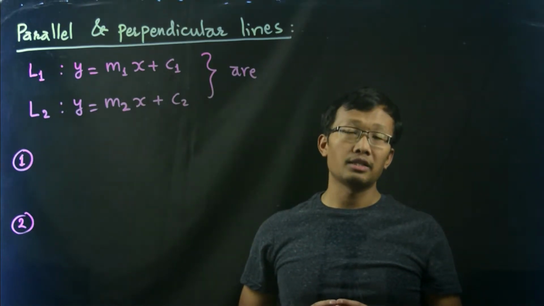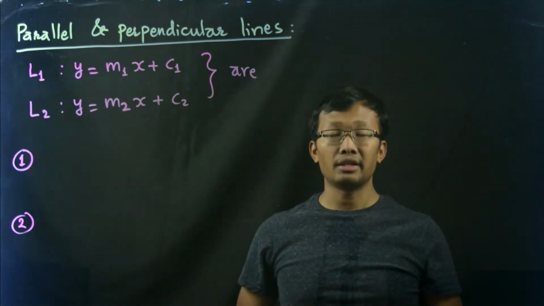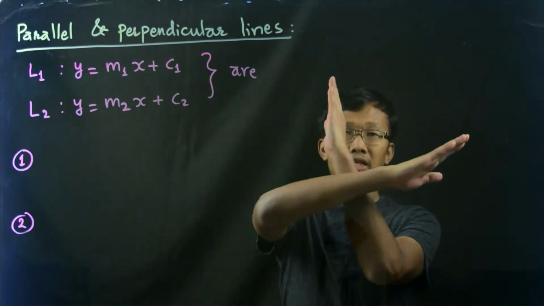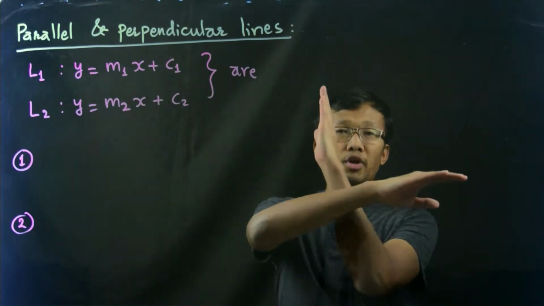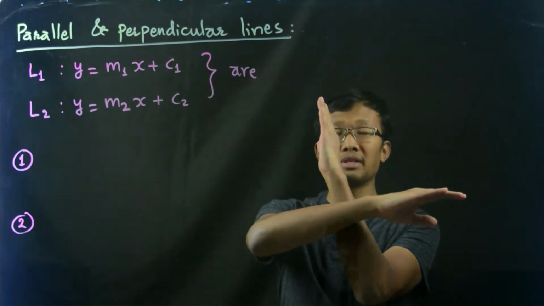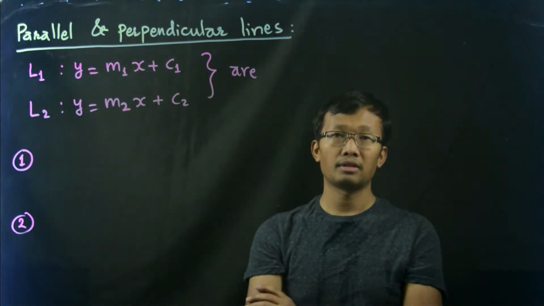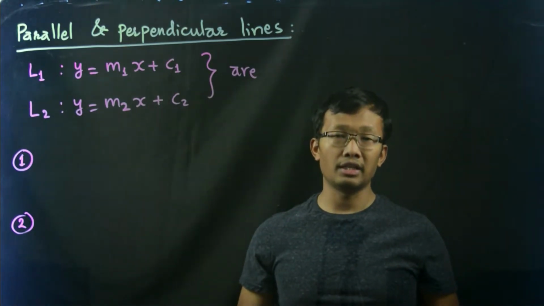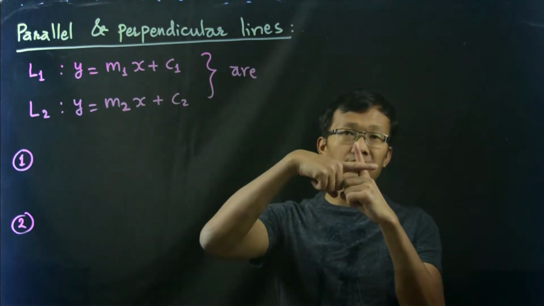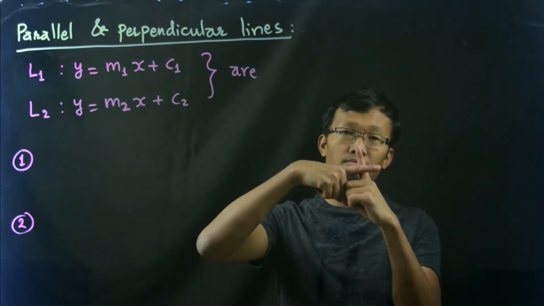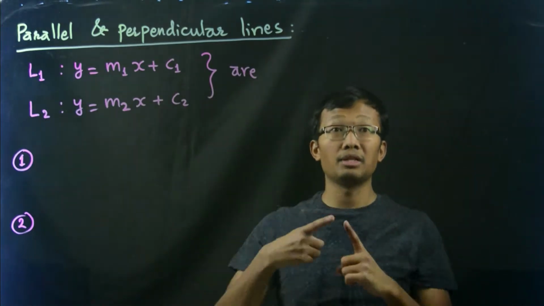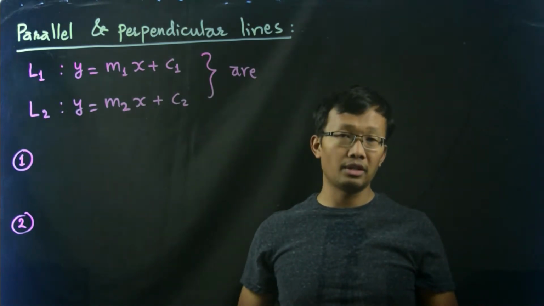Two lines are known as perpendicular if they intersect at a point, and at that point the angle formed is 90 degrees. You can think of it as the x-axis and y-axis in the Cartesian plane. The angle between them is 90 degrees. Those two are perpendicular lines.